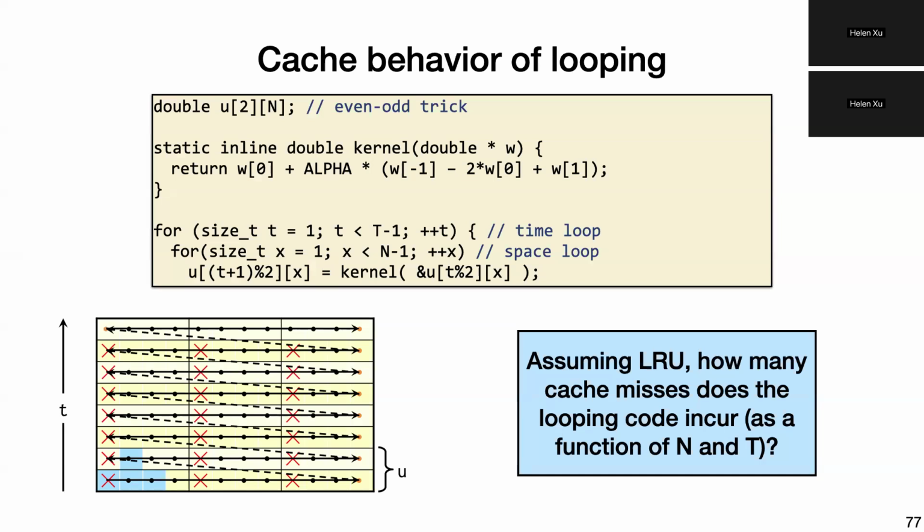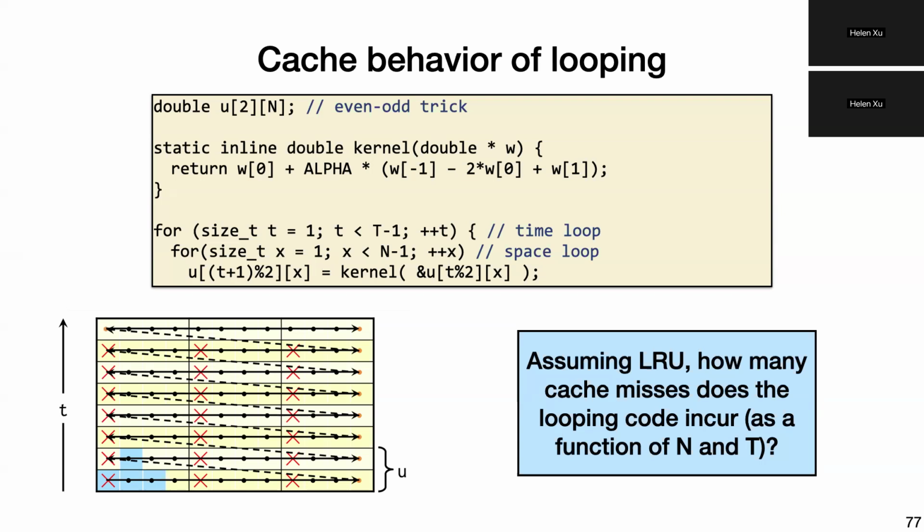The outer loop is over t, from 0, or I guess 1, up to T-1. The inner loop is over x, ignoring the boundary points. So we start at 1, and then we go up to N-2. And yeah, this is just the kernel. And this is what I was saying, this even-odd thing. This is how you know what row you're currently in.